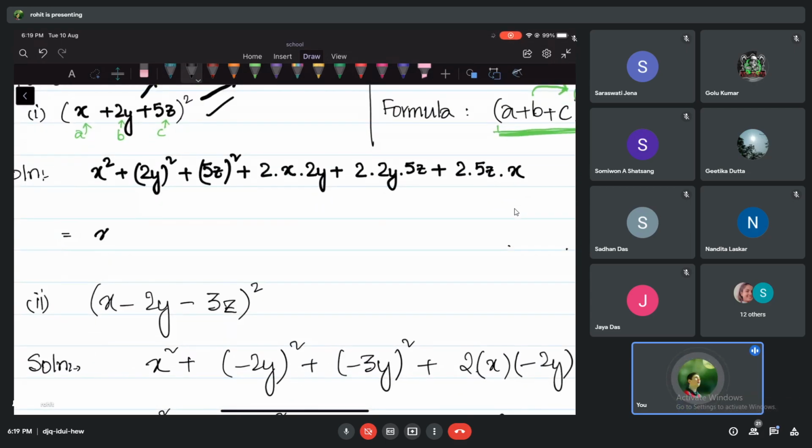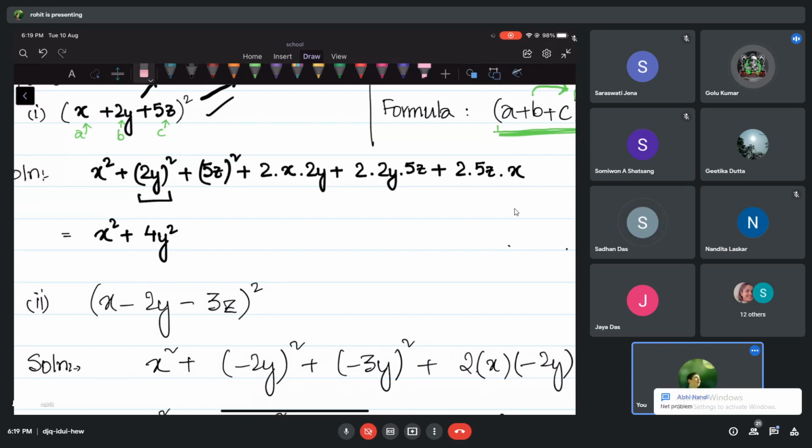This is x square. We'll just write x square plus what is this? This is 2y square. That means even 2 is squared, even y is squared. So now tell me, 2 square gives you how much? 4. Okay. Y square gives you how much? Y square. Is it okay, guys? Please check. I'm waiting here at this step. Yes, sir. 2y square means square with 2 also and square with y also. Yes or no?